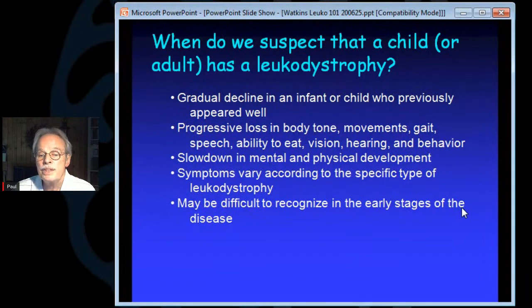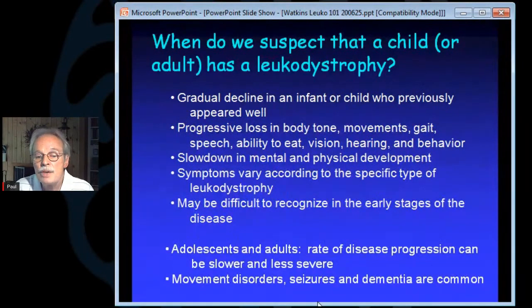And importantly, it may be difficult to recognize in the early stages of the disease because it may just not be a significant enough change to raise your eyebrows. Sometimes only in retrospect do you realize that when we started not walking as fast or became more clumsy, maybe this was a sign that there was something going on that we just overlooked as maybe just some clumsiness. So it may be very difficult to recognize in the early stages. And for adolescents and adults, the rate of disease progression can be slower and less severe. Movement disorders, seizures, and dementia are also common.